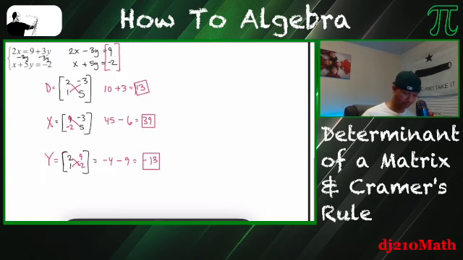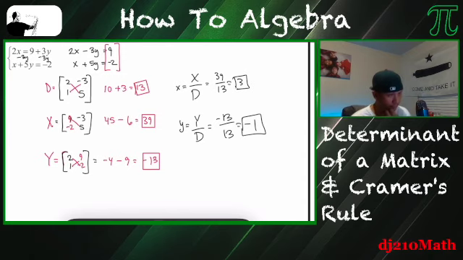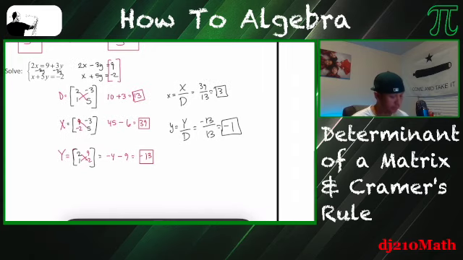Okay, now we take the ratio, right? So little x is going to be big X over D, which is 39 over 13, which is 3. Little y is going to be big Y over D, which is negative 13 over 13, which is negative 1. Okay, so the solution to this particular system using Cramer's rule is 3, negative 1.